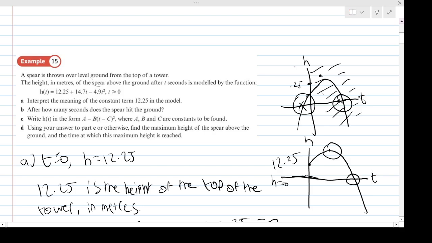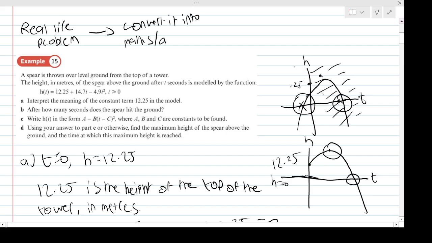As you can see here, this goes back to what I was on about with modeling, is that we have a real life problem or real life scenario, then we convert it into maths or convert it into a mathematical equation. Then we solve the maths, right? We'll solve the maths equation.